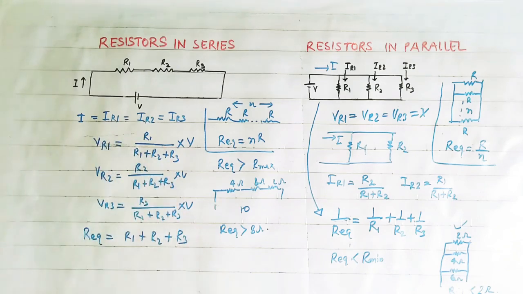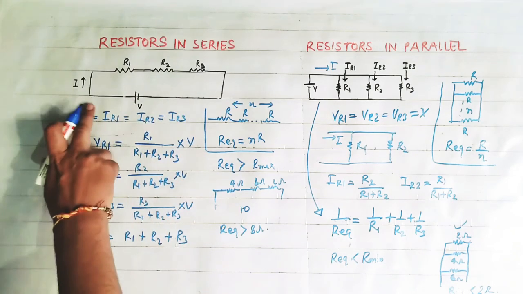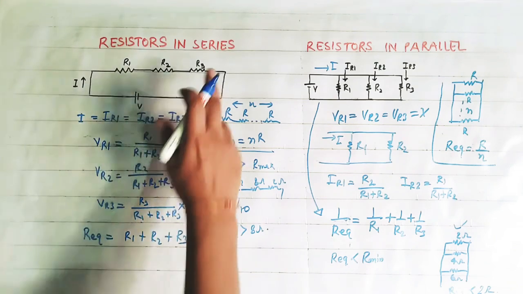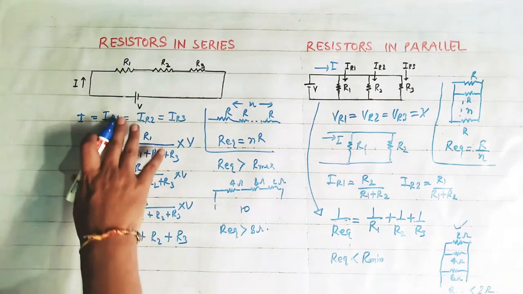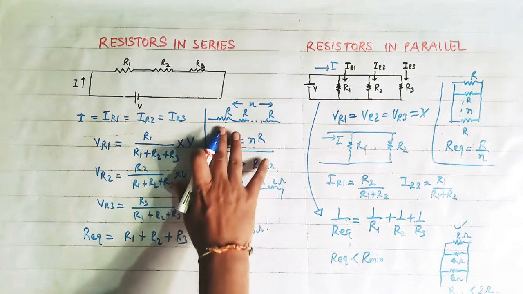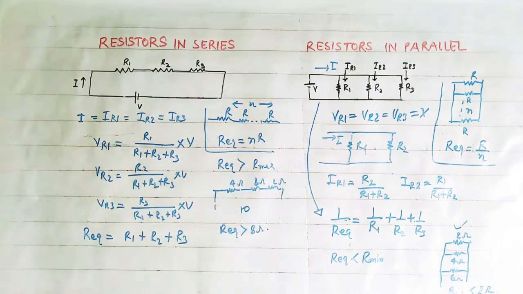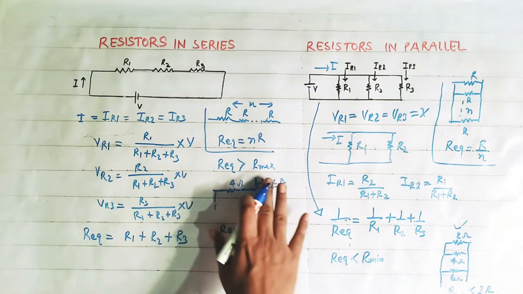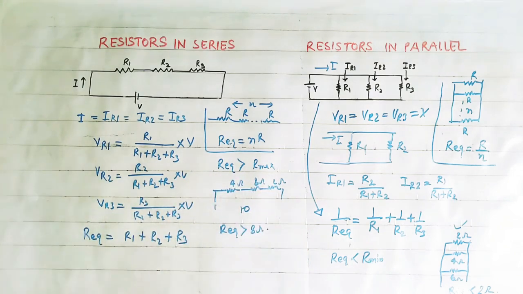In series, the current is the same and the voltage among the resistors is different. The voltage is distributed among the resistances in the direct ratio of their resistance, and the equivalent resistance is simply equal to R1 plus R2 plus R3. When n number of same resistances R are connected in series, the equivalent resistance is equal to nR, and the equivalent resistance is greater than the maximum resistance in the circuit.